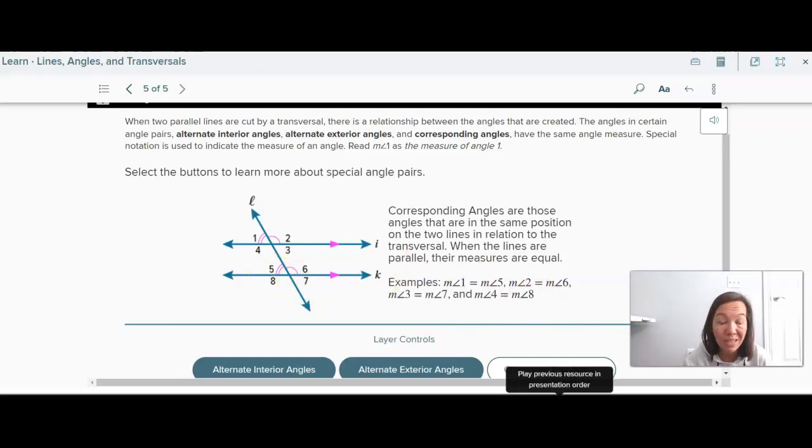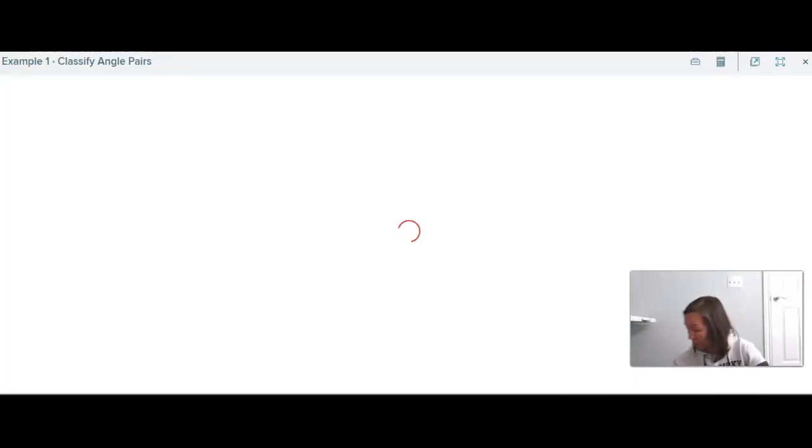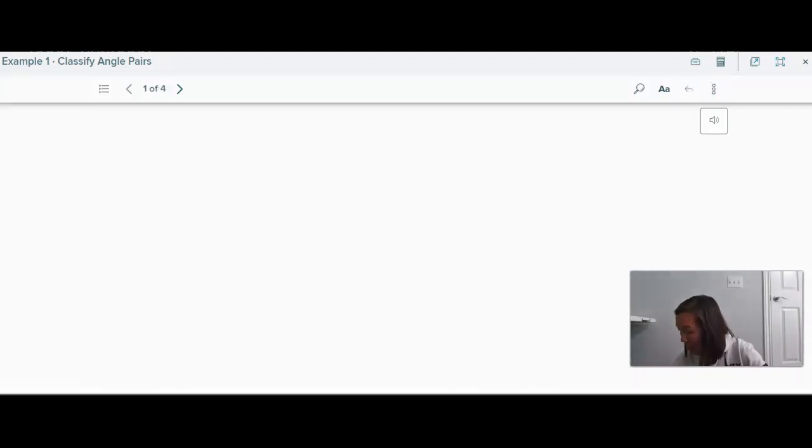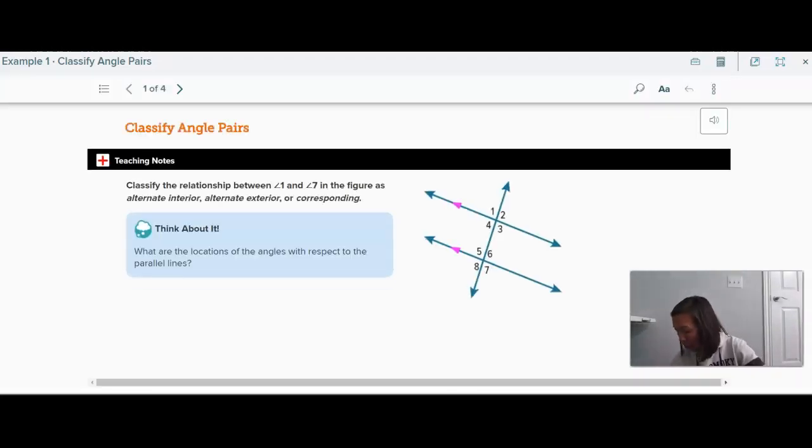So there's a lot of things to think about when you have these angles and parallel lines. But we're going to start just by classifying, and then we're going to look at the measurements of each of these. So look at page 384. We're first just going to classify these angles, and then we're also going to use the relationships to kind of find angle measures. So classify the relationship between 1 and 7 as either alternate interior, alternate exterior, or corresponding.